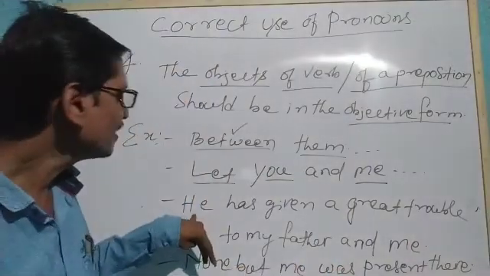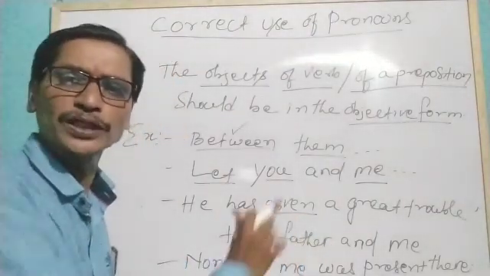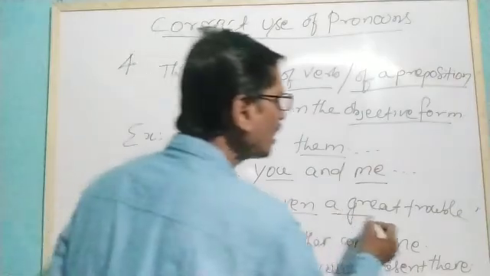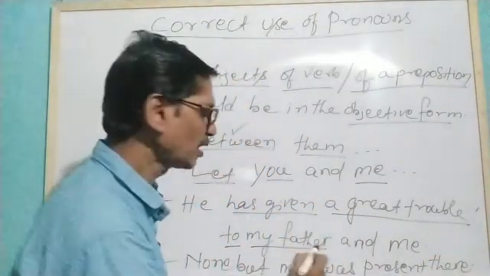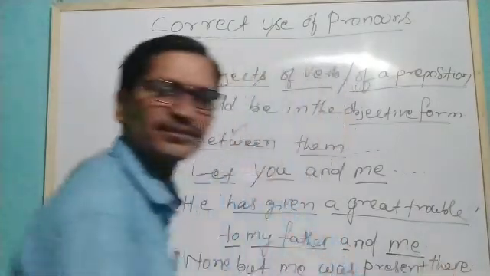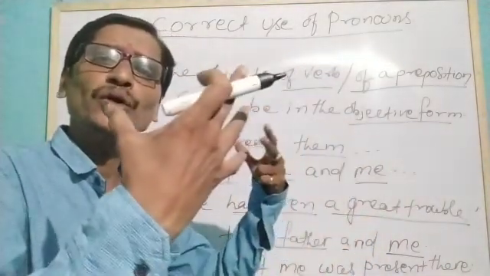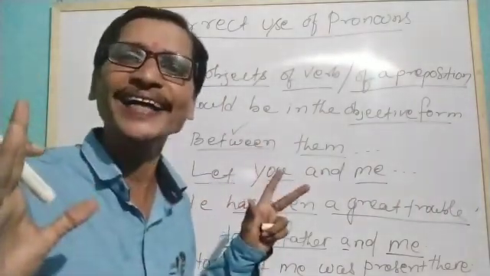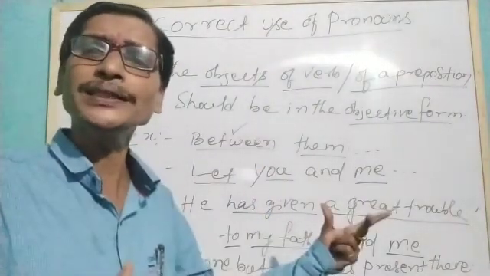Let's understand. He has given, you see, this is the verb. The object of this verb: he has given great trouble to my father and me. Not 'I', not 'myself'. We cannot use the reflexive over here.